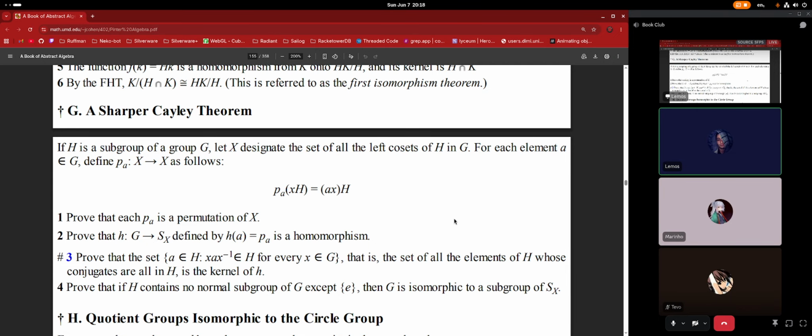Wait, repeat that. Not just the identity, but every element that commutes with every other element in G. Oh, so this is the center of G. It's the intersection of the center of G with H, yeah. Okay, how do you know by this description that it's going to commute with every other element? Well, it's because that's the definition of the center, right?